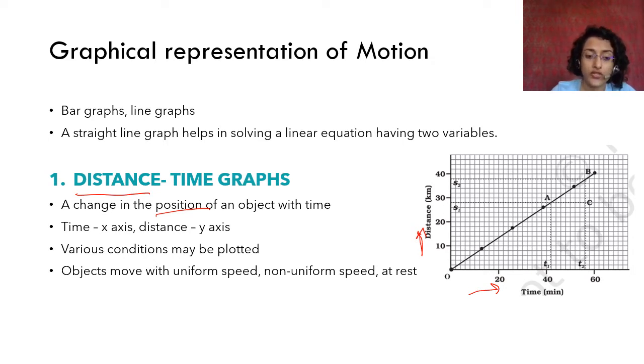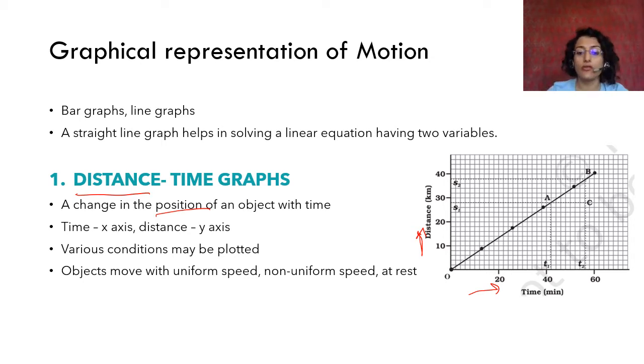Objects move with a uniform speed or a non-uniform speed, or can be at rest, right? When they move at uniform speed, what does that mean? They are covering equal distance in equal intervals of time. For example, in 5 minutes, an object will cover 10 kilometers. So in every 5 minutes it will cover 10 kilometers.